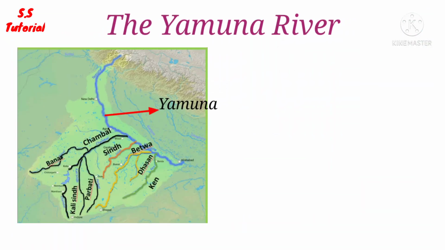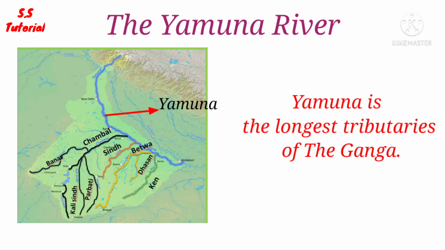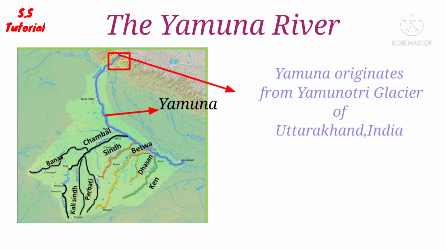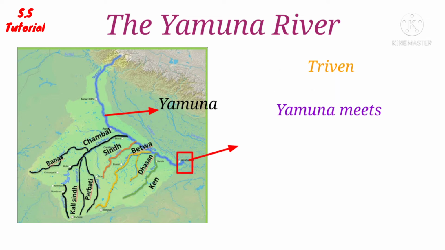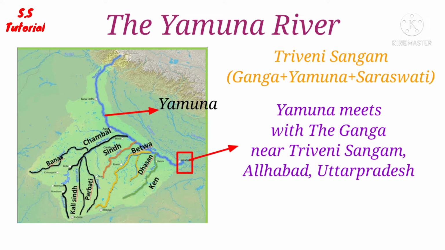Let's know about Yamuna River. Among all tributaries of Ganga, Yamuna is the longest, which originates from the Yamunotri Glacier in the state of Uttarakhand at an elevation of about 6000 meters. The Yamuna meets the Ganga River near Tribeni Sangam at Allahabad in Uttar Pradesh.